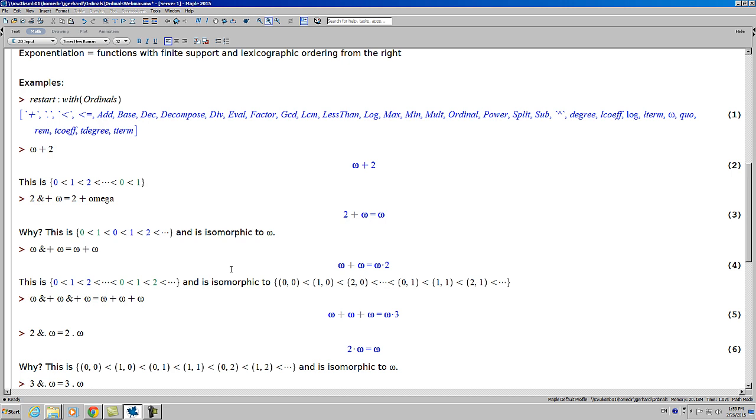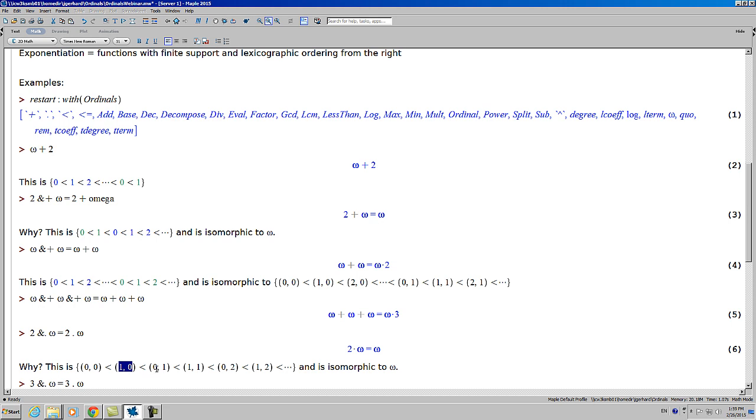Now, why is this the case? 2 times omega, again, is the Cartesian product, where this time we only have 0 or 1 on the left. So the smallest element is still 0, 0. The next smallest one is 1, 0. But then, since the set on the left-hand side is finite, we cannot keep increasing the left component.